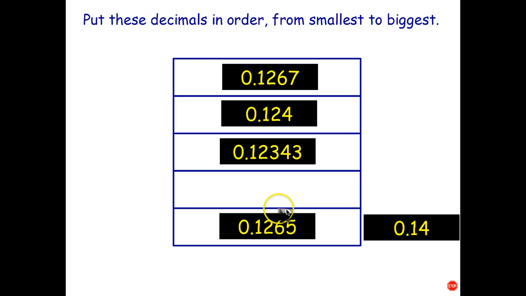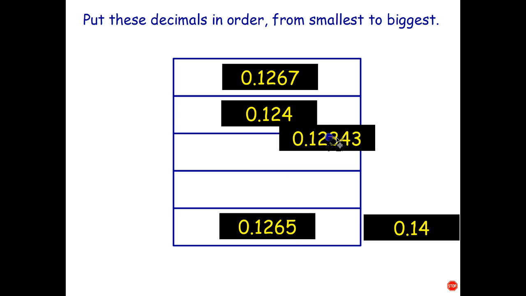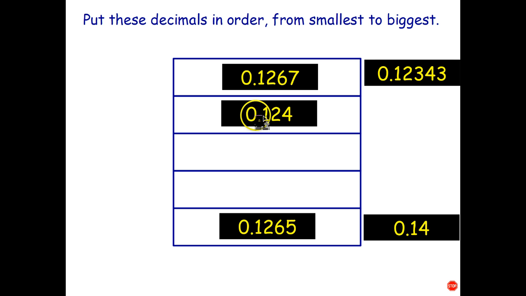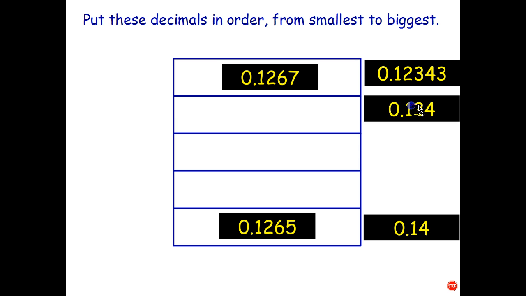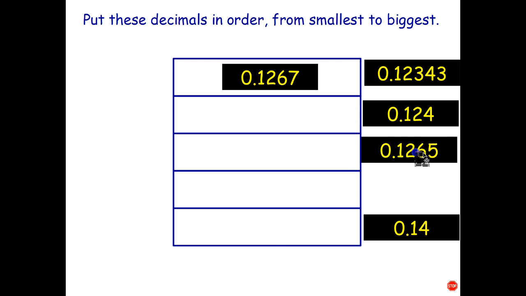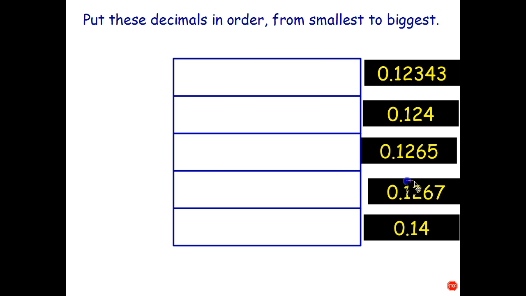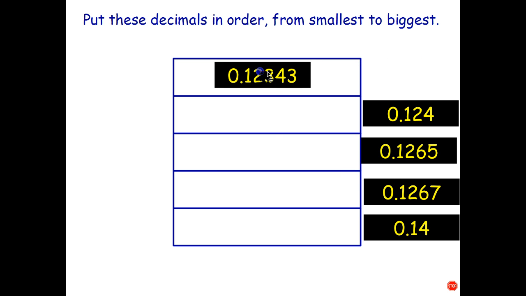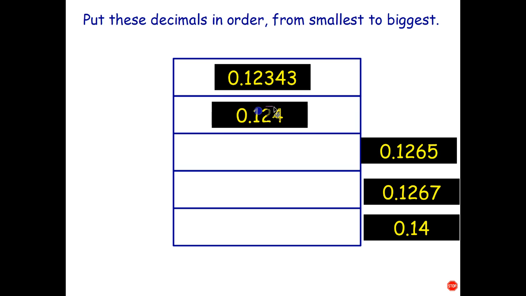Okay, for the rest of these, we're going to have to go to the thousandths. Well, there's a 6, a 4, so that's smaller, a 3, that's smaller again, and a 6. So the one with 3 thousandths is going to be the smallest, then the one with 4 thousandths, and finally here I've got 0.1267, 0.1265. I have to go to the 4th decimal place to put these in order. And finally, there's our answer.